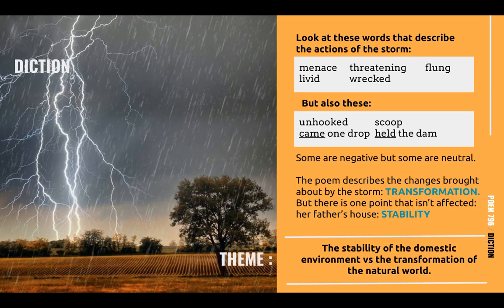And so that's probably what the theme of the poem is here, this idea of natural transformation contrasted with domestic stability. And that, in a nutshell, is this poem, The Wind Begun to Rock the Grass.